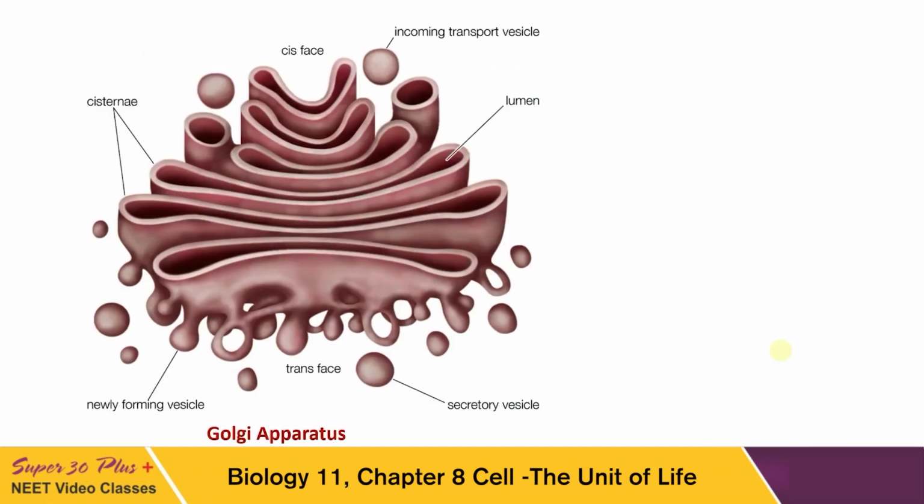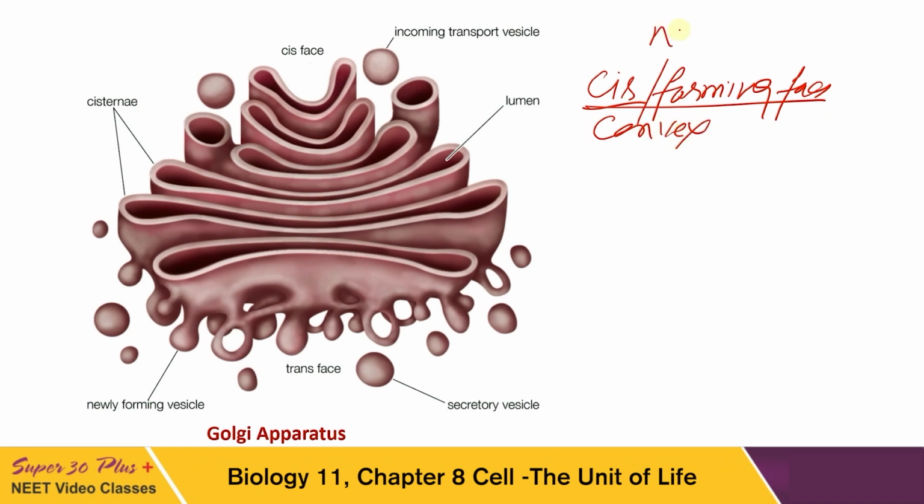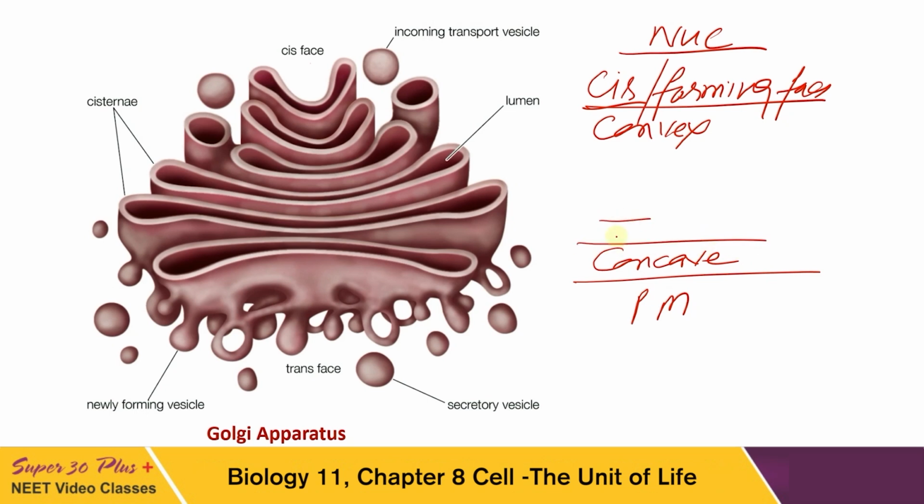Right? You can see the diagram of this Golgi body. This is the trans face. These are newly formed vesicles. This is the cisternae, this is the cis face, the convex face, also known as the forming face. It is towards the nucleus, while towards the plasma membrane the face is the concave one, also called the trans face or the mature face.